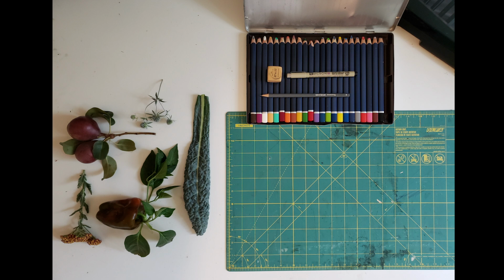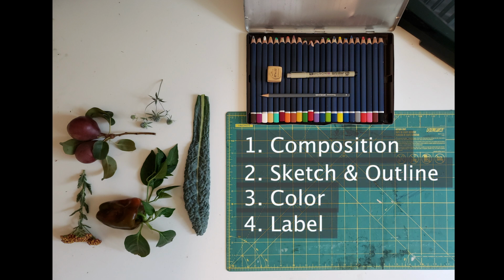Alright, so we're all set up here to make our botanical illustration. All we need is a piece of paper, a pencil, a pen, and something to add color. You may use crayons or colored pencils like I have here. There are 4 steps to making our illustration. Create a composition, sketch an outline, add color, and label the parts.